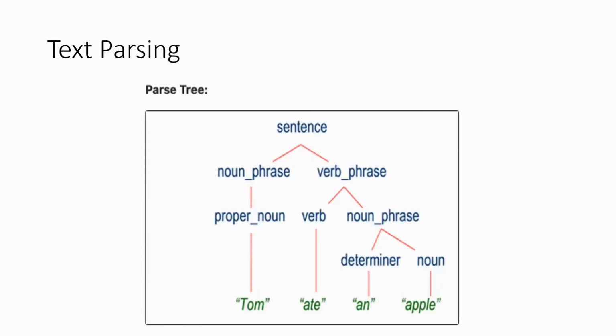Text parsing is nothing but a sentence is divided by parts of speech, like "Tom ate an apple". From the starting word, it starts from the sentence. First, it divides into the noun phrase and verb phrase. Like that, it behaves like a decision tree, some tree-based structure. So overall, up to the end of the parts, we have only "Tom ate an apple".